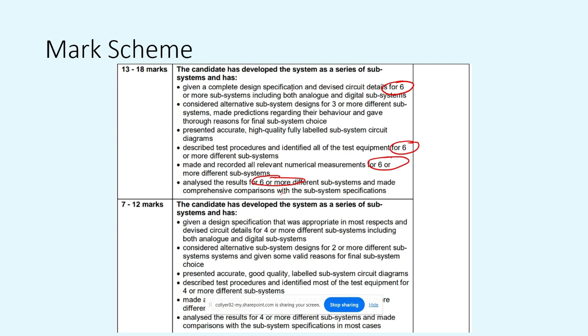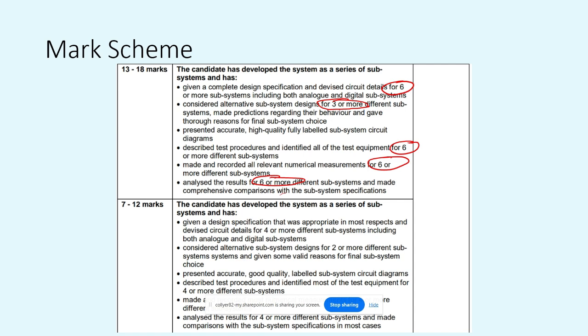This one, the alternative subsystems, you'll notice is only 3 or more. This is basically only needed for about half of them. I would recommend that you do it for, say, 5. Again, to ensure that they can tick it and go, well, 3 or more of them are brilliant. So yeah, sure, one of them was absolute rubbish, but it doesn't matter. There were 3 good ones.